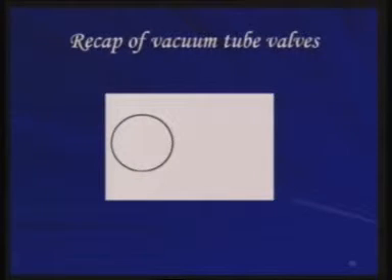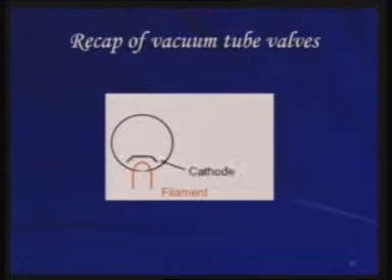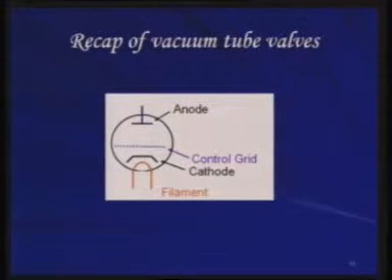Essentially, in any vacuum tube valve you have a vacuum chamber or vacuum encapsulation in which you have a filament. After that you have a cathode, which has a low work function, effectively aiding in electron emission. You have an anode at positive potential. However, there was no control, so we added a control grid in the case of a triode.